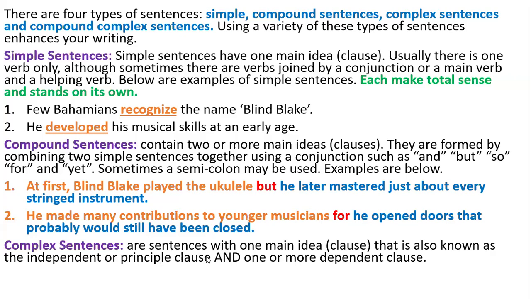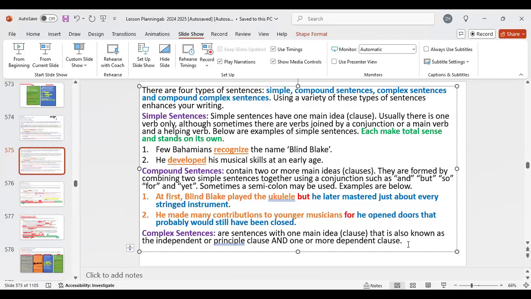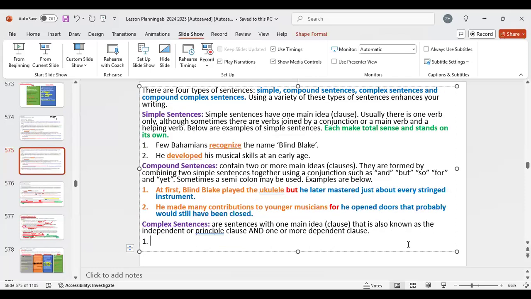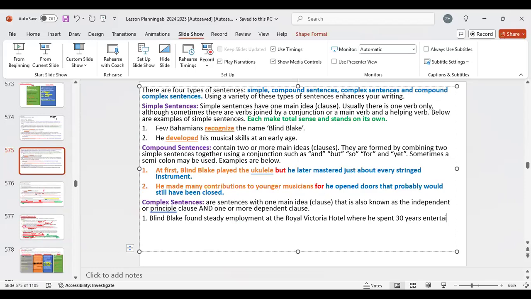All right, let me give you an example. Number one, we can say: Blind Blake found steady employment at the Royal Victoria Hotel, where he spent 30 years entertaining tourists.